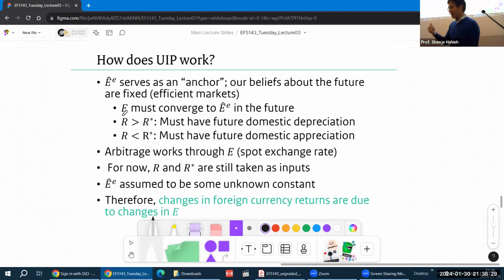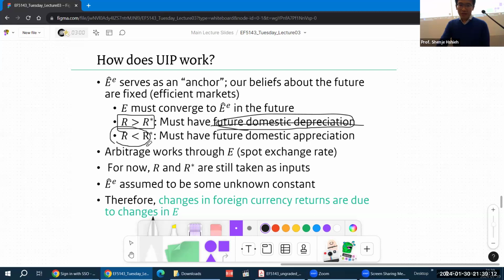And if UIP is true, then whether the interest rate differentials are positive or negative will tell us how E will evolve toward E hat E, right? So if domestic interest rates are more favorable than foreign interest rates, then we know that there must be future domestic depreciation, right? What this is saying is that you can't have something that's too good to be true. If you have favorable interest rates domestically, then your domestic currency must lose value over time too. So you must have domestic depreciation.